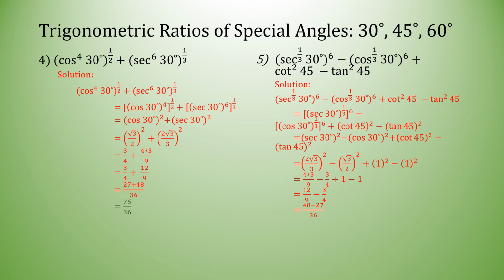So 48 minus 27 is equal to 21. So we have 21 over 36. Then simplifying the fraction, we have 7 over 12. So the value of secant to the power of 1/3, 30 degrees raised to the power of 6, minus cosine to the power of 1/3, 30 degrees raised to the power of 6, plus cotangent squared 45 degrees minus tangent squared 45 degrees is equal to 7 over 12.